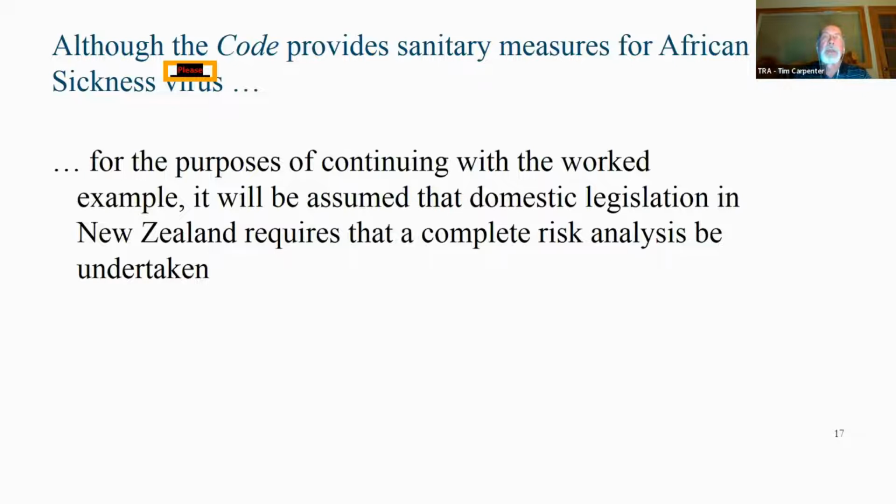All right, and as Noel talked about the code, we need to look at that. The code does have sanitary measures for African horse sickness virus, but for the purposes of this study, we're going to assume that New Zealand has domestic legislation that requires a complete risk analysis of this problem, regardless of what we find in the early stages of the risk assessment.